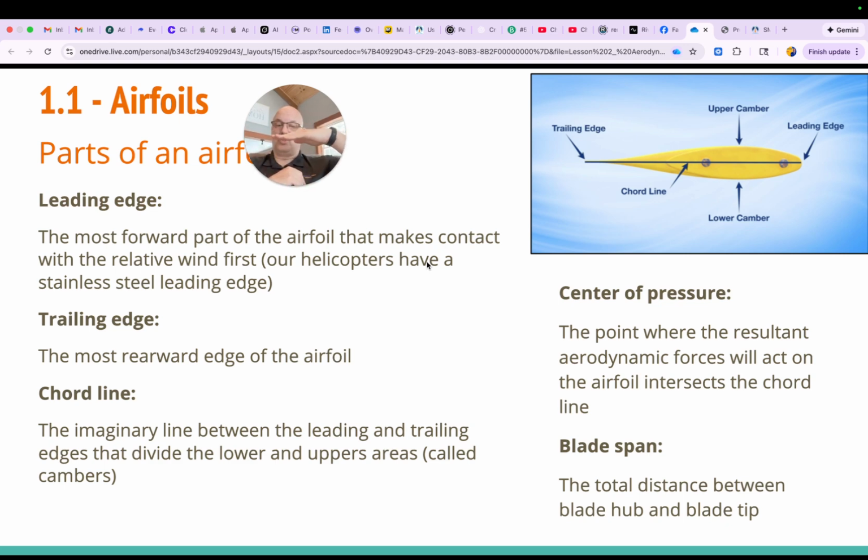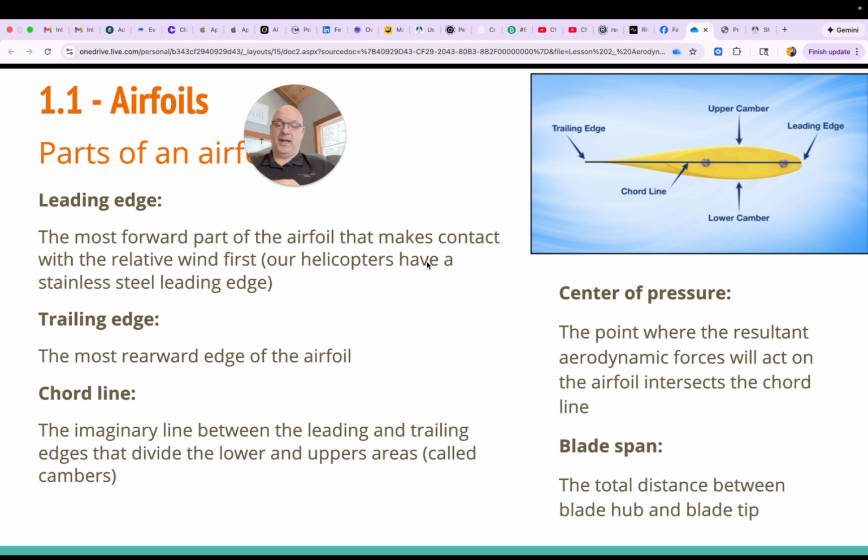If this is horizontal and you have a symmetrical system above and below it, you're not generating any lift. It is once you start tipping that when things change, of course. So the center of pressure is the point where the resultant aerodynamic forces act on the airfoil, where it intersects the chord line itself. It sounds complicated. We're going to make sense out of that later on.